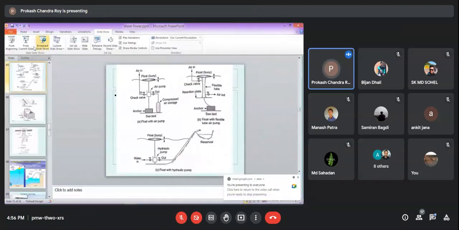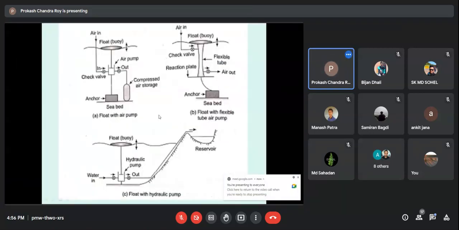So this is the schematic layout to give you some understanding. This is basically the ocean surface, and due to the wave, this float will give some up and down motion. Simply consider this like a boat, and it will oscillate, or it will give some up and down motion.